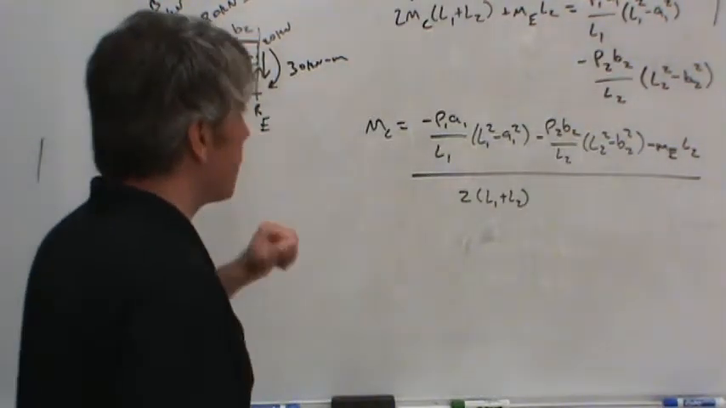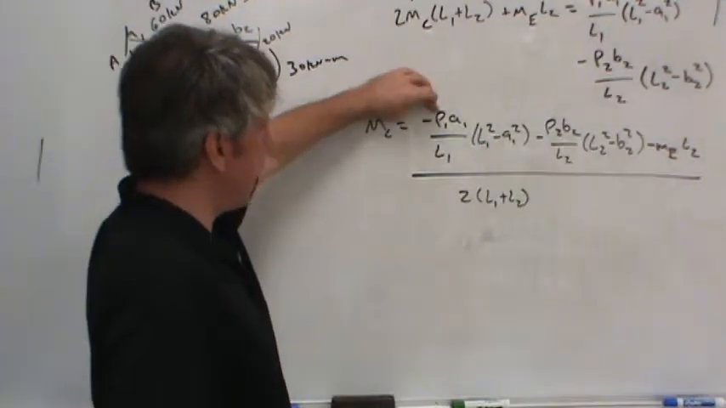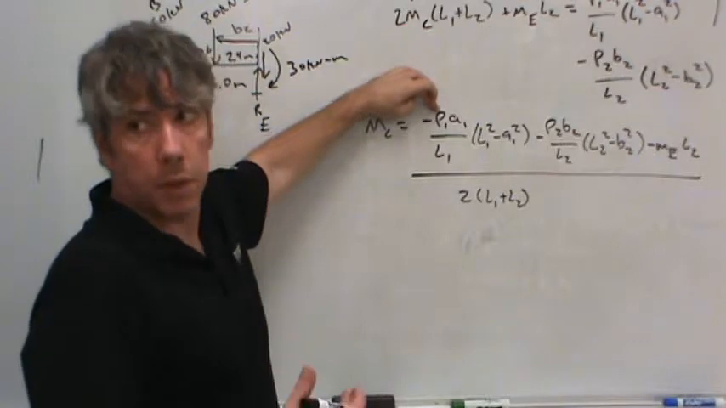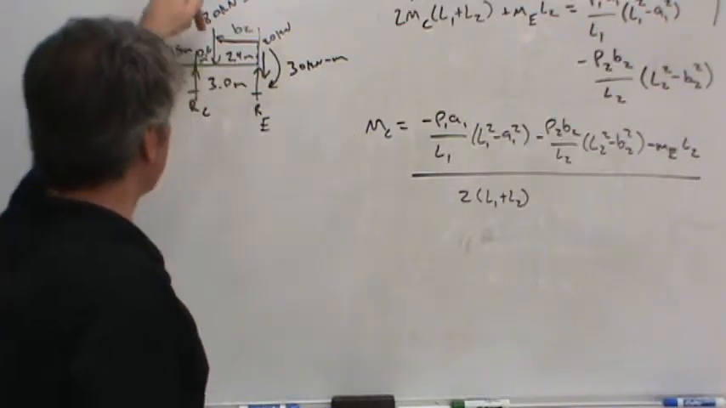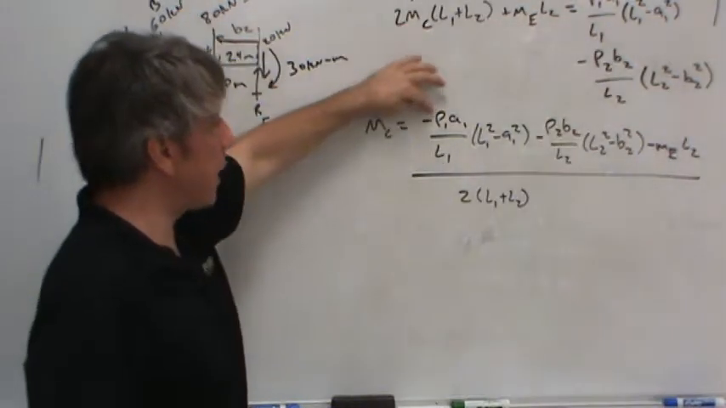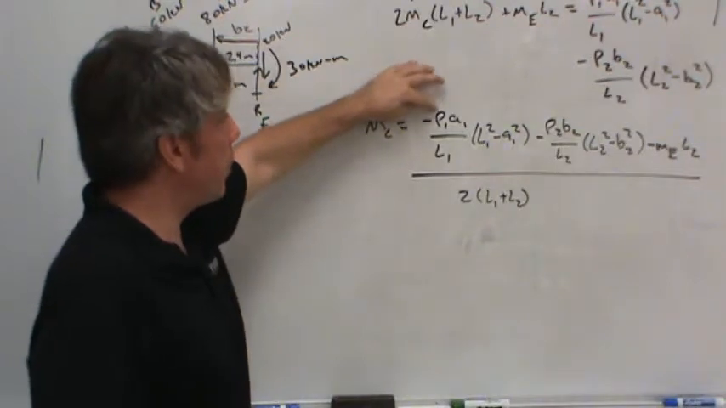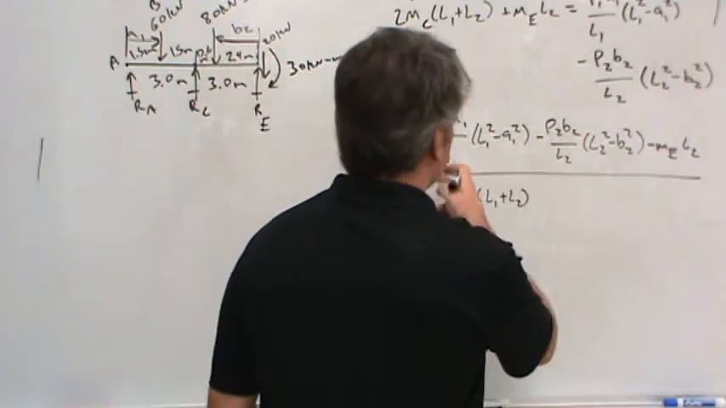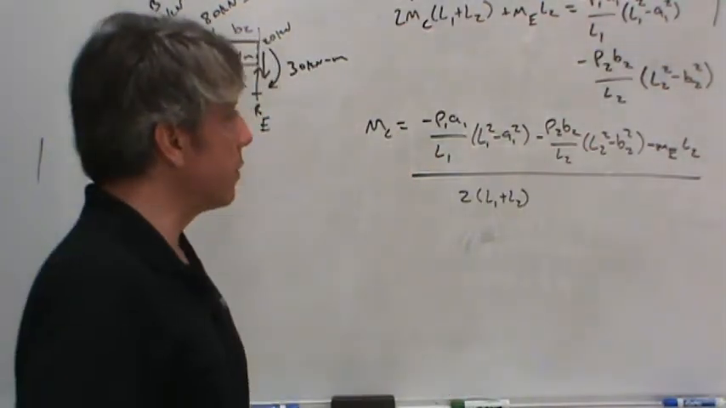Now let me ask you a question. When I plug in P, am I going to plug in positive or negative? We're going to plug in positive. Right? Remember our discussion, we assumed that anything acting downward we plug in as positive. That's what that negative sign was for. So P1 and P2 will just be plugged in positive. A1, B1, L2, all L1, all these things will be positive numbers.